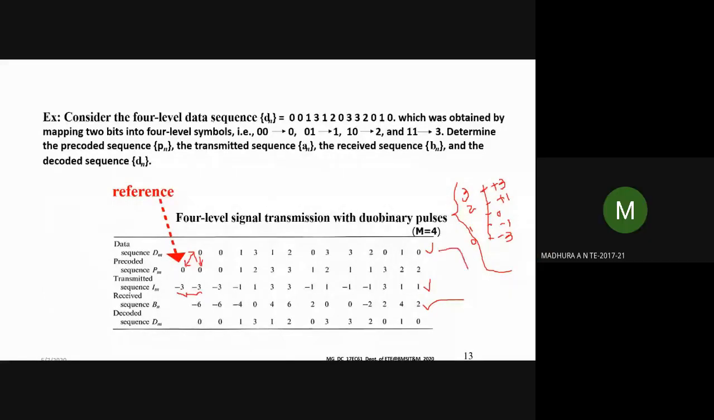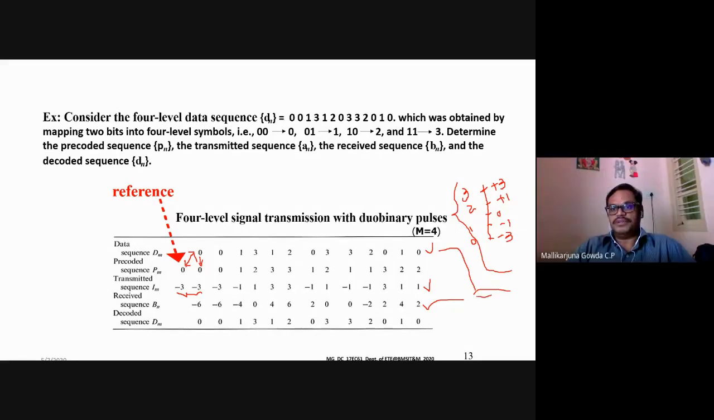Sir, can you explain the pre-coded sequence once again? For 1 and 3, how will we get 2? That is what I told you to do, that modulo 4 operation by yourself. These two should be equal. You try. I told you in binary, 1 XOR 1, because in a modulo 2 operation, addition and subtraction are the same, but in modulo 4, subtraction and addition are different. So just apply that modulo 4 subtraction.